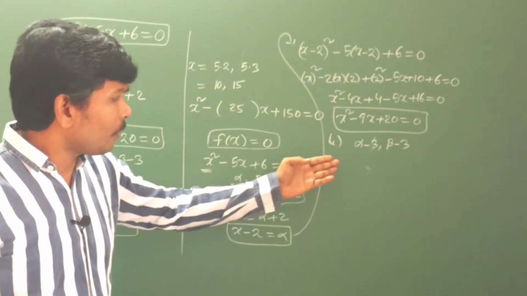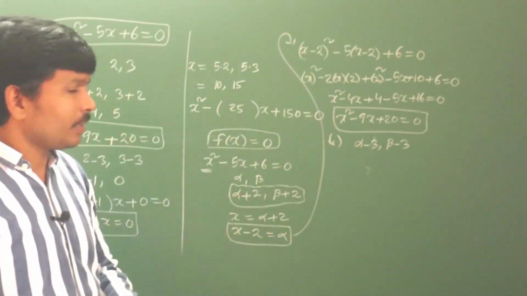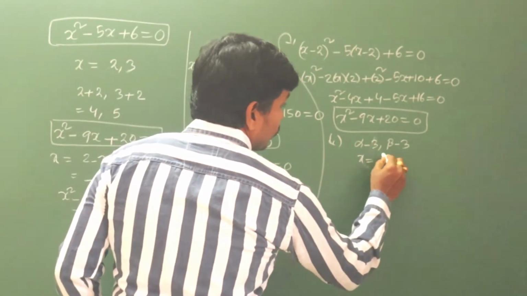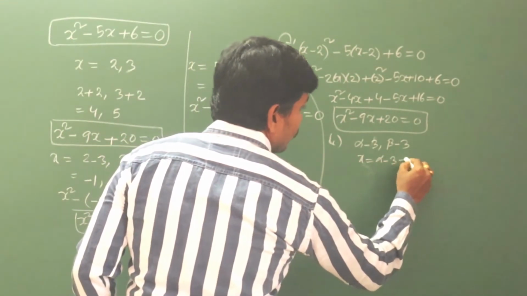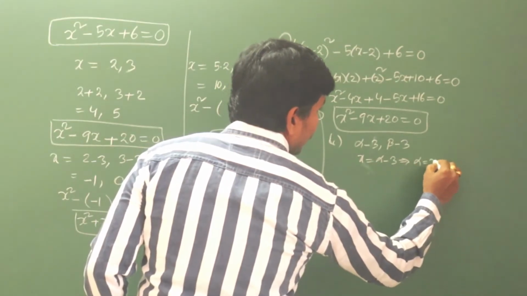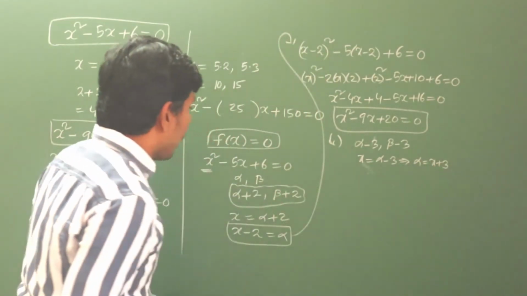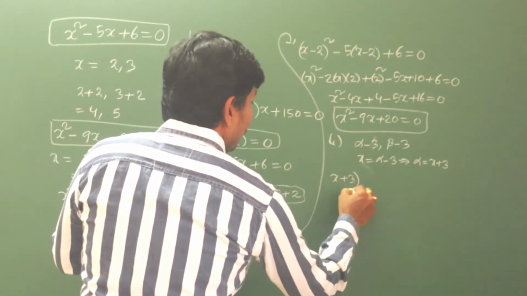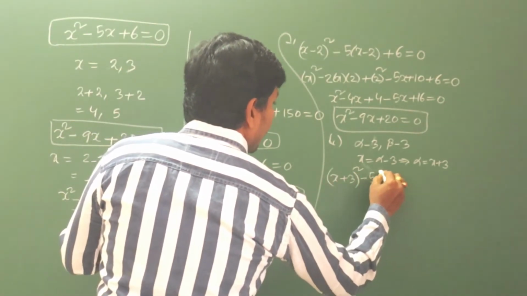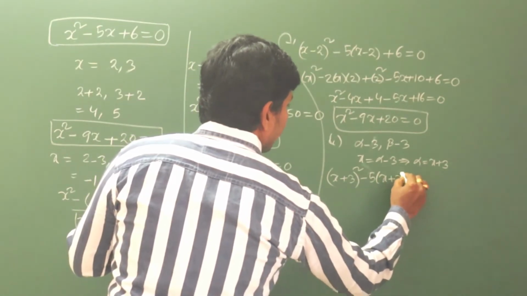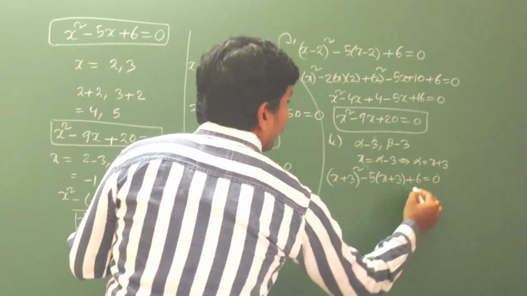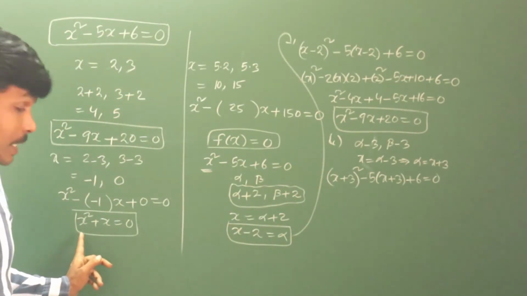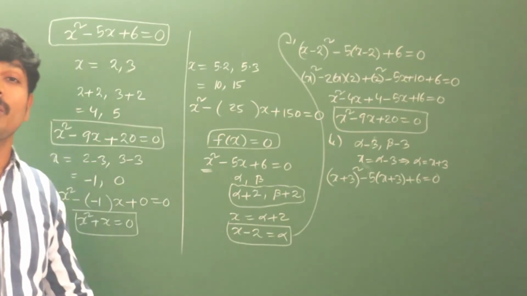Okay, so then what do we have to substitute in it, tell me? Simply x is equal to alpha minus 3. From this what do we get? Alpha value is x plus 3. Now you substitute x plus 3 in place of x in this equation, definitely you will get it. So simplify it, definitely you will get x square plus x equal to 0.